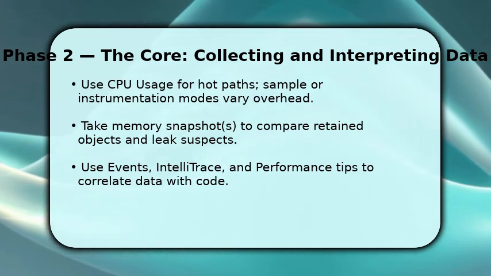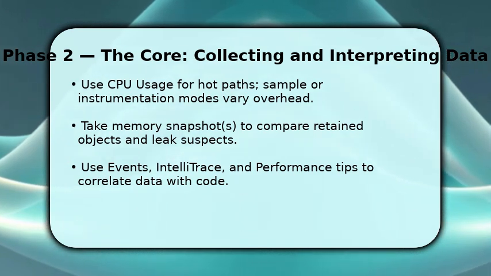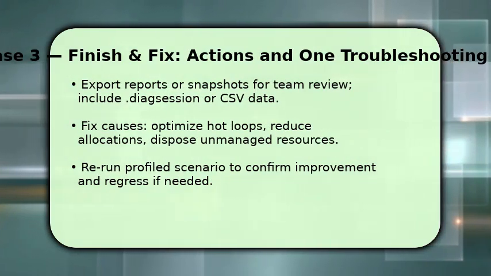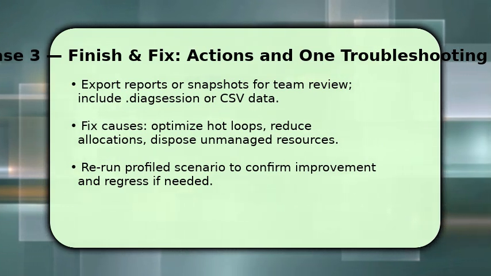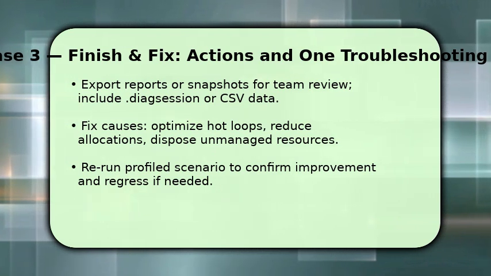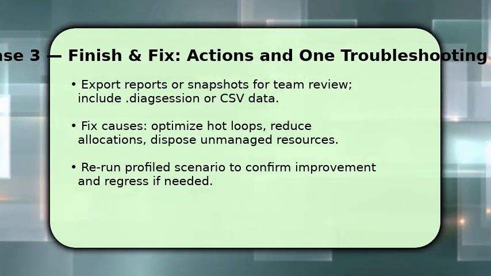Finish by exporting the session and selected snapshots so you can document the issue and share fixes. Then implement targeted changes. Optimize the hot loop or algorithm, reduce per iteration allocations, and ensure disposable objects and unmanaged handles are released promptly. Rerun the exact profiled scenario and compare graphs and snapshots to confirm improvements.